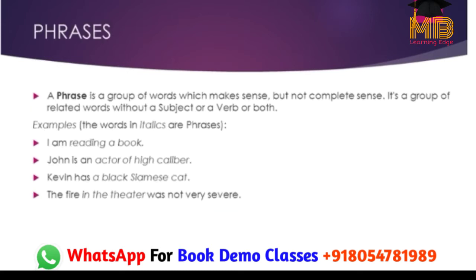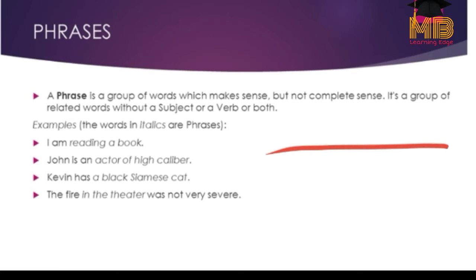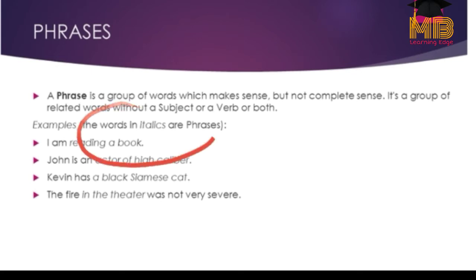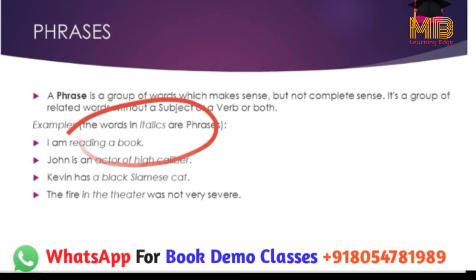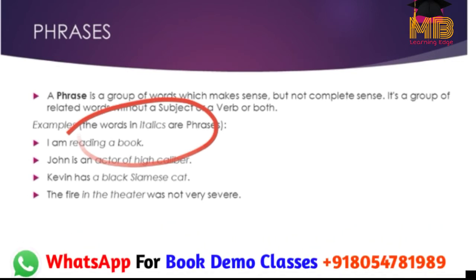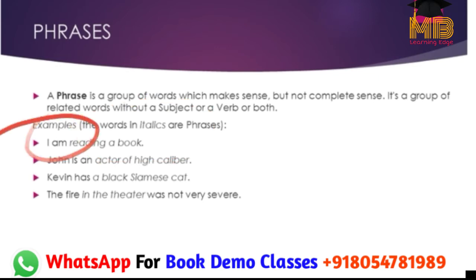Next we come to phrases. A phrase is a group of words which make sense but not complete sense. Alright, like when I say I am reading a book. So reading a book is a phrase, because it's not making complete sense. Reading a book means what? She is reading a book, or I am reading a book, or they are reading a book. But when I say I am, you specifically know that I am reading a book. So a phrase is a group of words which makes sense but not complete sense.